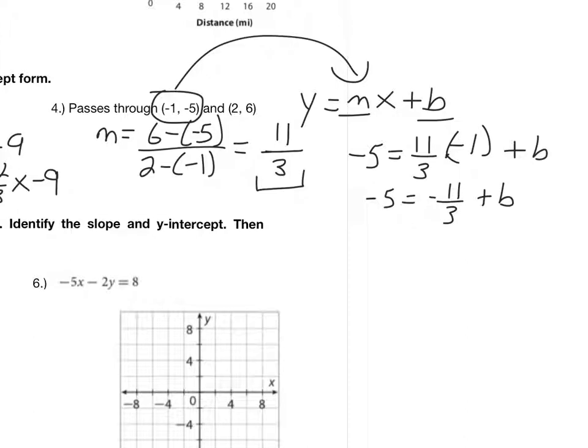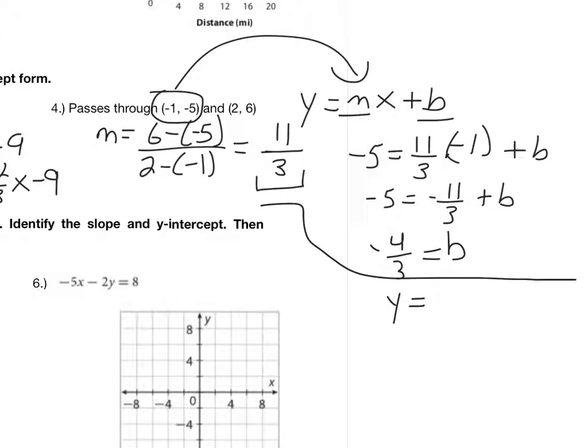And then our last step would be to add 11/3 on both sides. And let's see, 11/3 is 3 2/3. So -5 plus 3 2/3 would be -1 1/3, or -4/3, which would be your y-intercept. All right. We have to write this in slope-intercept form, though. So slope-intercept form would be y equals our slope, which is 11/3, x minus 4/3. That would be your formula in slope-intercept form.